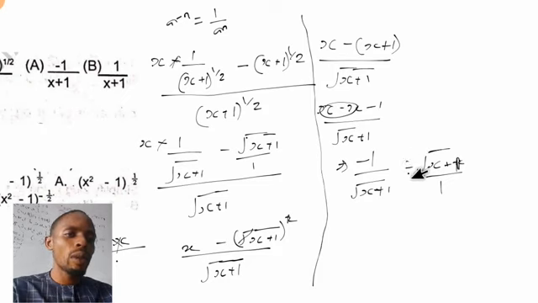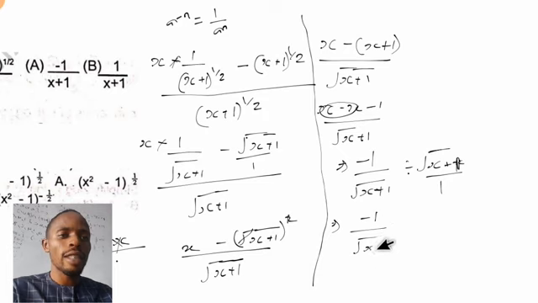Whenever you are changing division to multiplication, this second part will turn to the inverse of this. Either you say the inverse or the reciprocal. It means that this one will go up and this one will come down, and this division will change to multiplication. So it will be equal to minus 1 over the square root of s plus 1, multiplied by 1 divided by root of s plus 1.